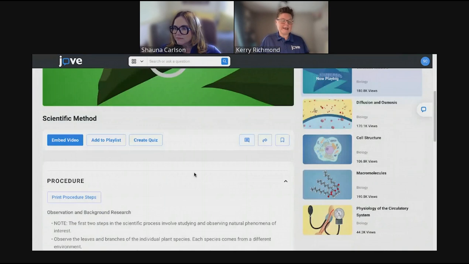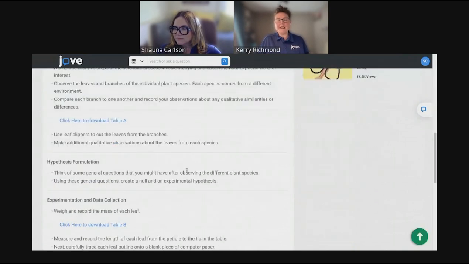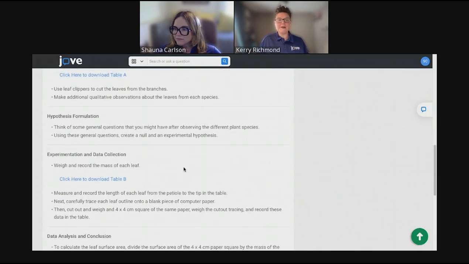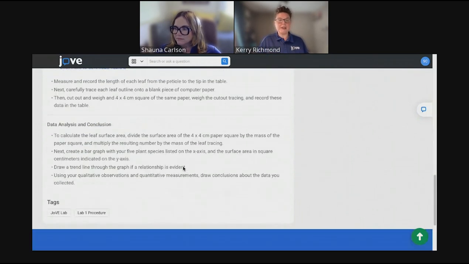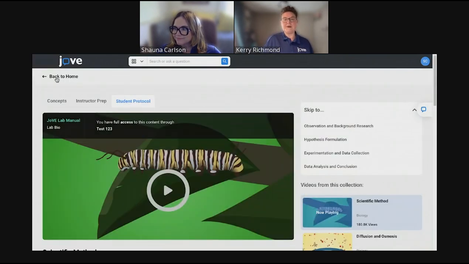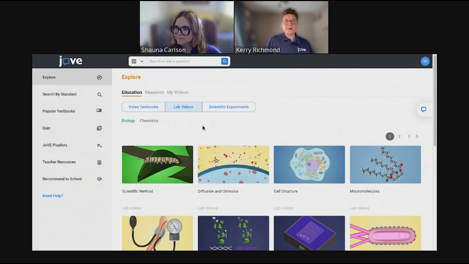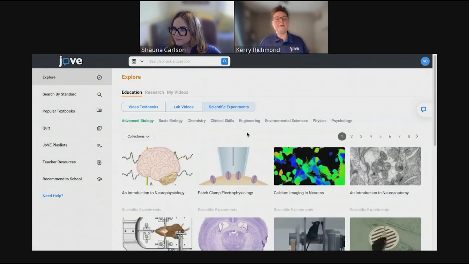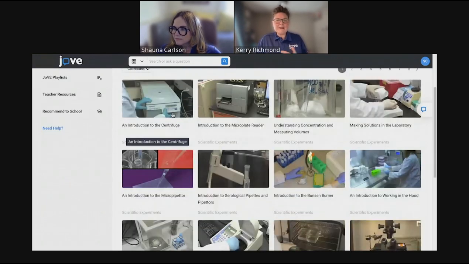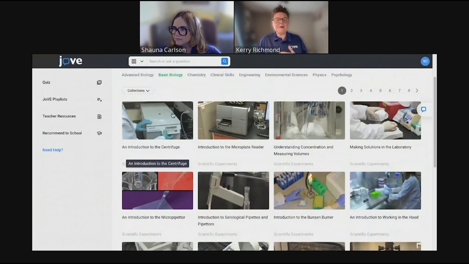You can assign this out as a pre-lab. You can assign this to students during the lab to help them out. All of the description there for the lab is completely printable for you, so you can use that as well. And then the scientific experiments videos are going to focus more on the methodology and the real world application of those scientific methods. Like here, basic biology, how to introduce them to a centrifuge.